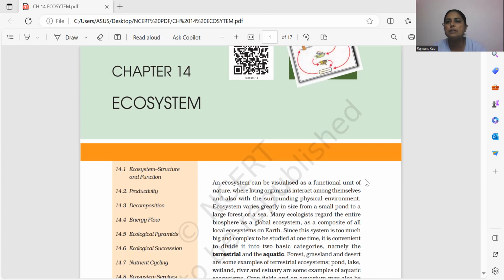First of all, we will discuss ecosystem structure and function: how many types of ecosystems there are, and what the structure and function of these ecosystem units are. We will discuss the different terms related to productivity. Then we will tell you in detail about the process of decomposition, the mechanism of energy flow in an ecosystem, and the various types of ecological parameters. This much is there in our syllabus.